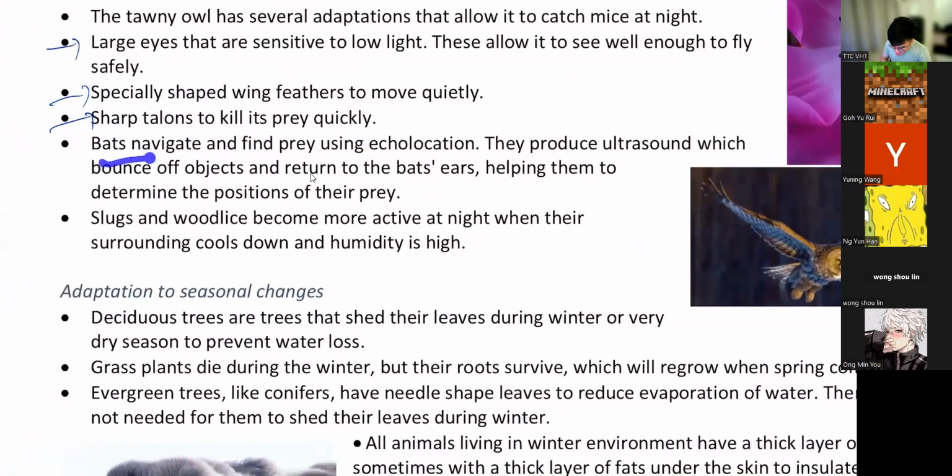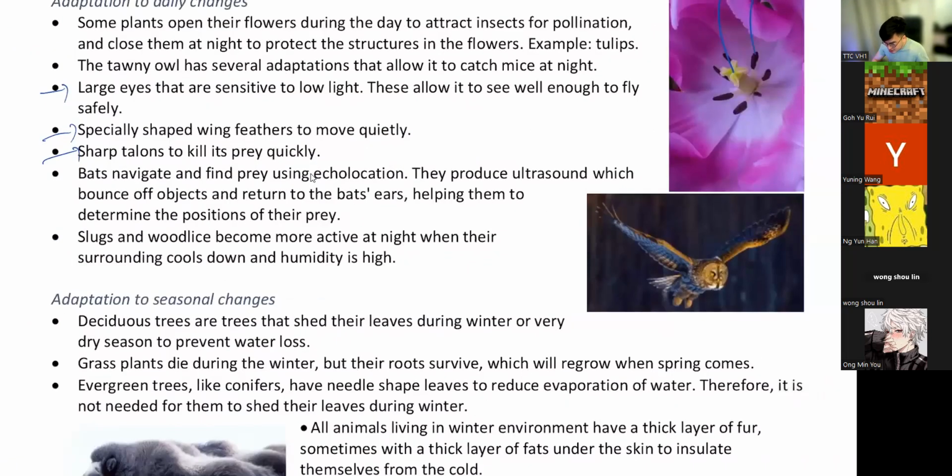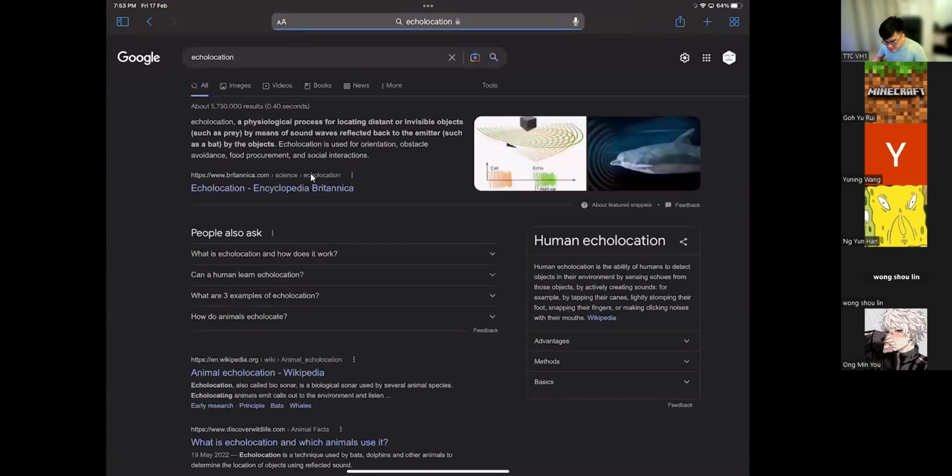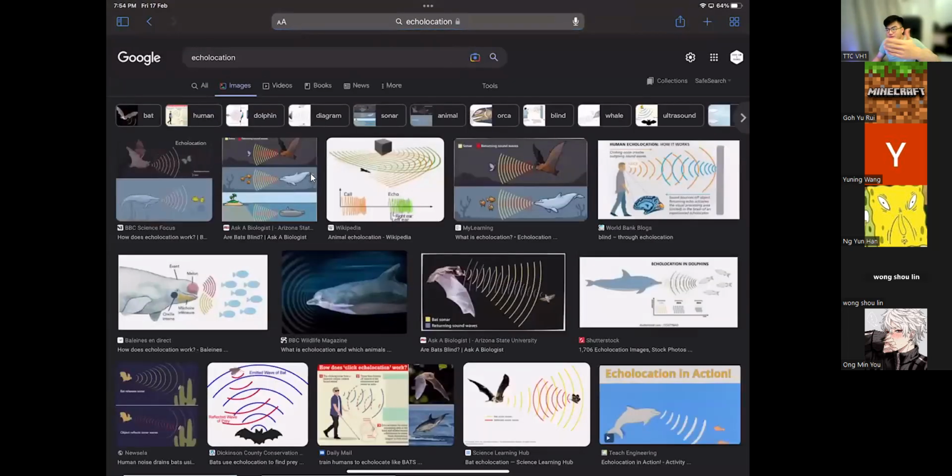Anyway, so bats navigate and find prey using echolocation. Okay, this is really interesting. Guys, do you know what echolocation is? That means bats will emit ultrasonic waves, and when they bounce off something and reflect back, it's like sonar. This is like the ultrasound your mom used to scan you when you were a baby. So this is how they do it, right? Bats are very good at it. That's why they can see things very clearly at night. Okay, the more you know.